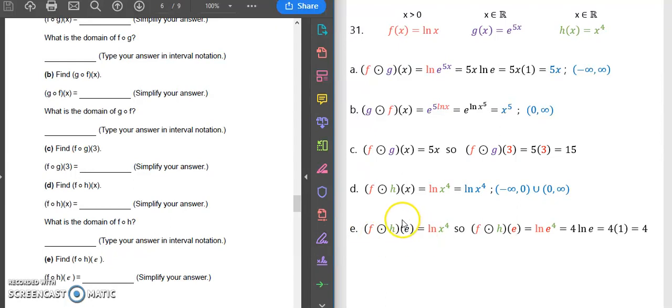All right, and then finally for part E, it's asking us to plug e into f of h of x. So we just found f of h of x here. We got that to be ln of x to the 4th power. So now we're just plugging in e for x into that function. So f of h of e is going to be ln e raised to the 4th power. We can use the power rule now. We'll have 4 ln e, and that simply equals 4 times 1, which is 4. And we are done.